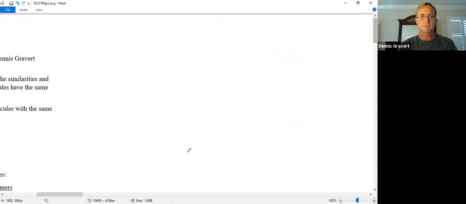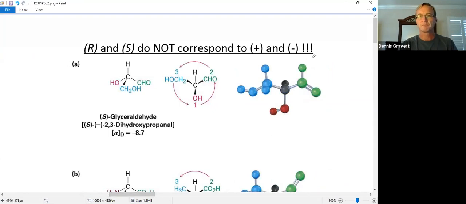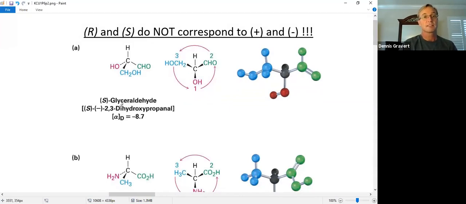Is there one more topic? Yep, just a little warning. Back to optical rotation, right? So we got a molecule here that rotates plane polarized light with a negative sense. That means counterclockwise light rotation. Okay, and then Cahn-Ingold-Prelog, if you look at it, it looks like it's also S. What is S?